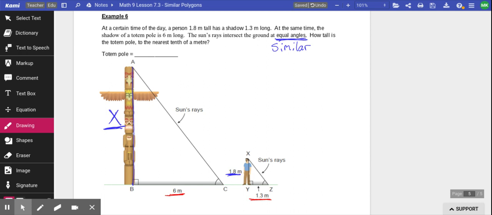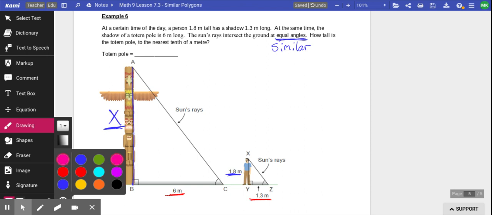The shadow of the human is 1.3. Those two things correspond with each other. Our goal is to somehow use similar triangles to figure out the height of that totem pole. To do that, I need to calculate my scale. Scale, in case you forgot, equals your new divided by your old. I'm going to pretend that the human is the old triangle, the totem pole is the new triangle. So our scale for this one would be 6 divided by 1.3.